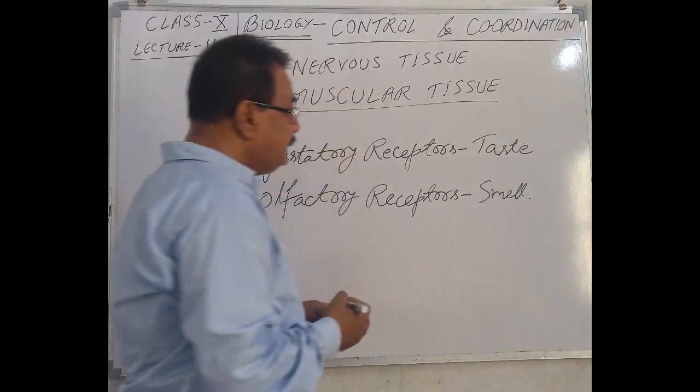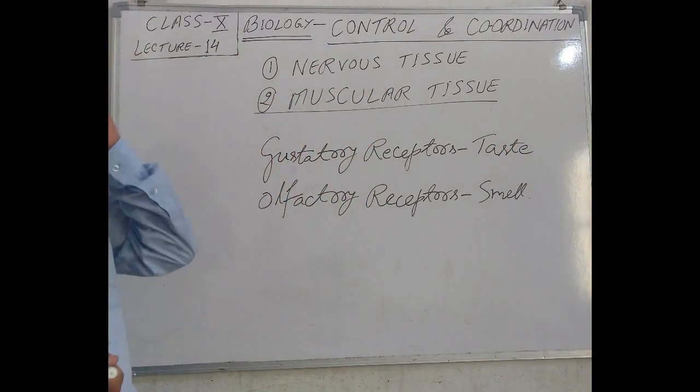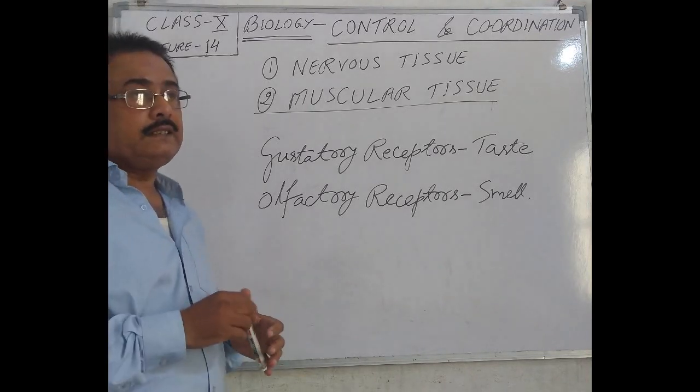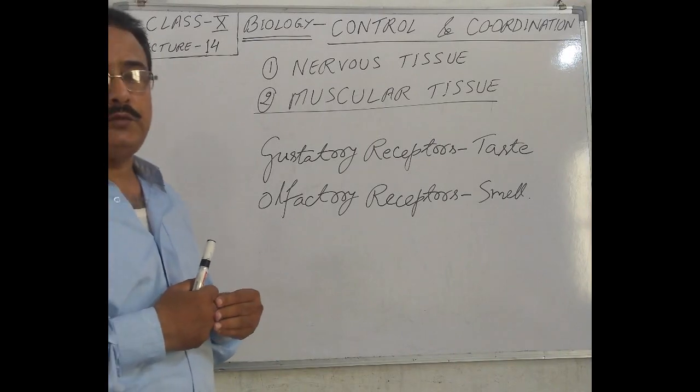In the next class, we will study about the nerve cell, that is also known as neuron. It is the unit of nervous tissue.